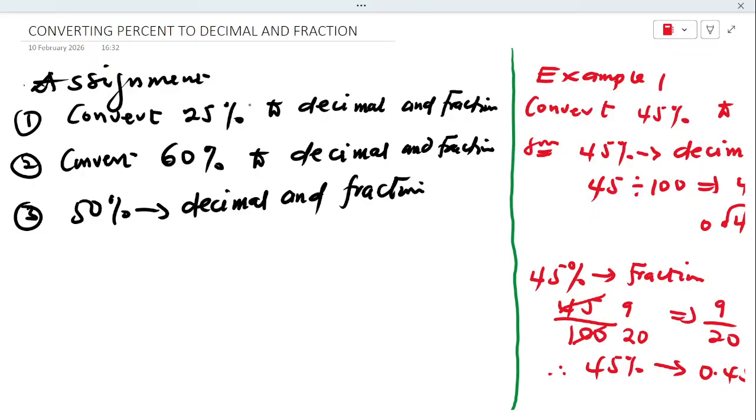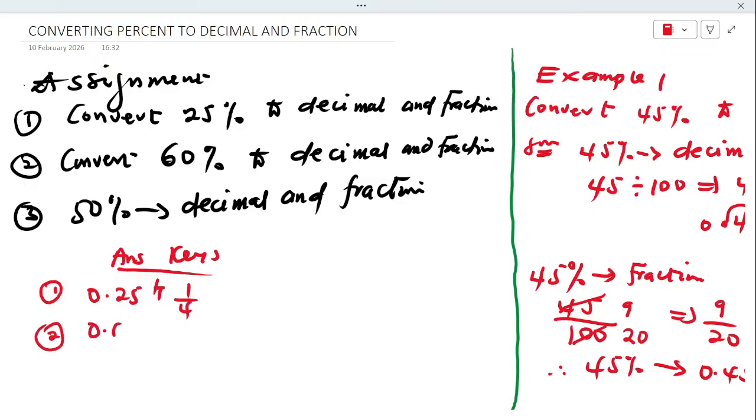All right, so the answer keys we have 0.25, that is number 1, and then 1 over 4. And number 2, we have 0.6, and then 3 over 4. And number 3, we have 0.5, then 1 over 2. All right, so here we go.